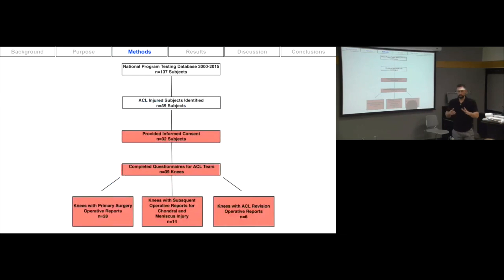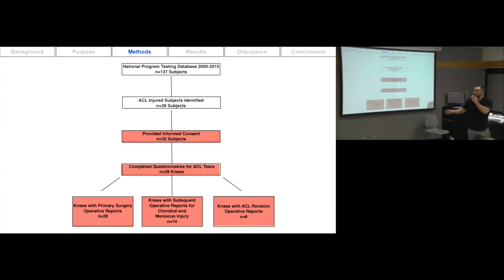What we did is we accessed the database where the skiers had done their fitness testing on a yearly basis. And we found 137 ski racers between the years of 2000 and 2015. Then we sat down with the physiotherapists, the surgeons, the team physicians, and the coaches, and we went through the list to identify who had had an ACL injury in that group. And we identified 39 subjects.